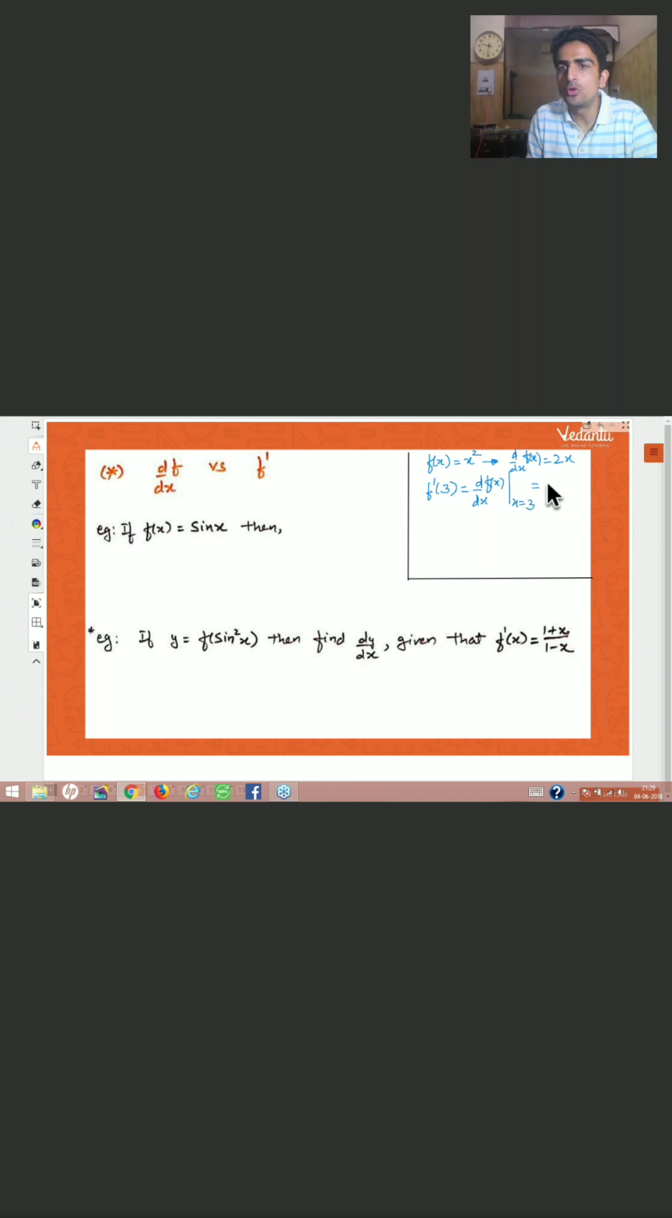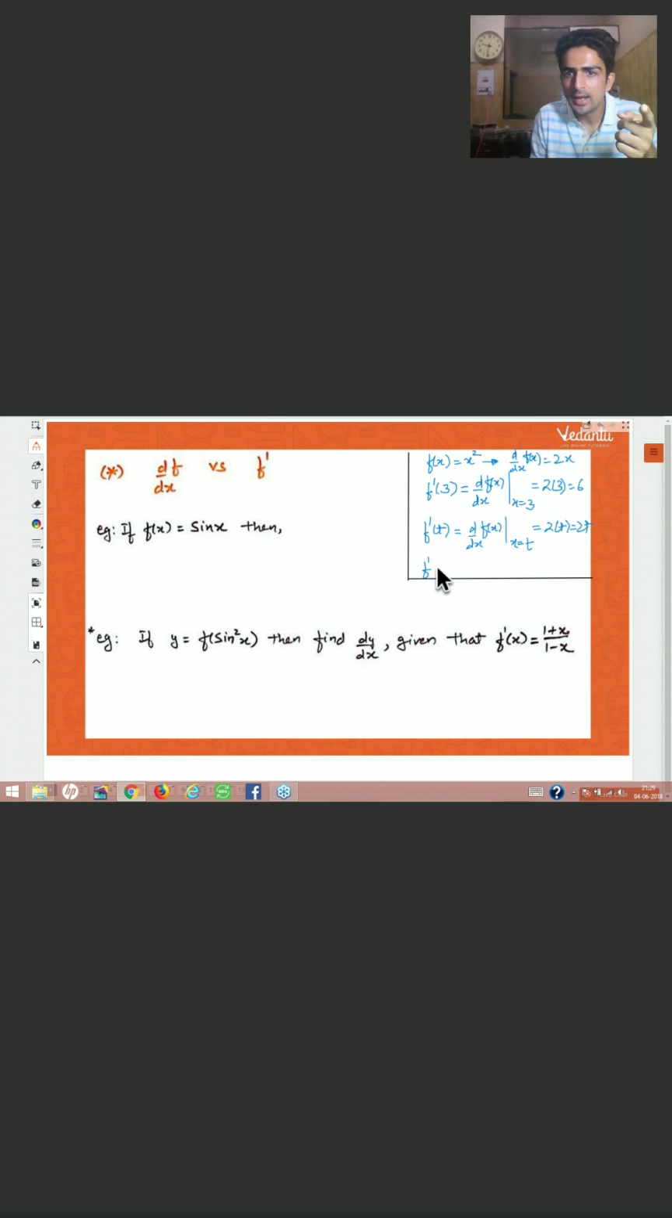So now you put x equal to 3. So 2 into 3 equal to 6. If I ask f dash at t, what will it be? It will be the derivative of f(x) at x equal to t. So it will be 2 into t, that is 2t.